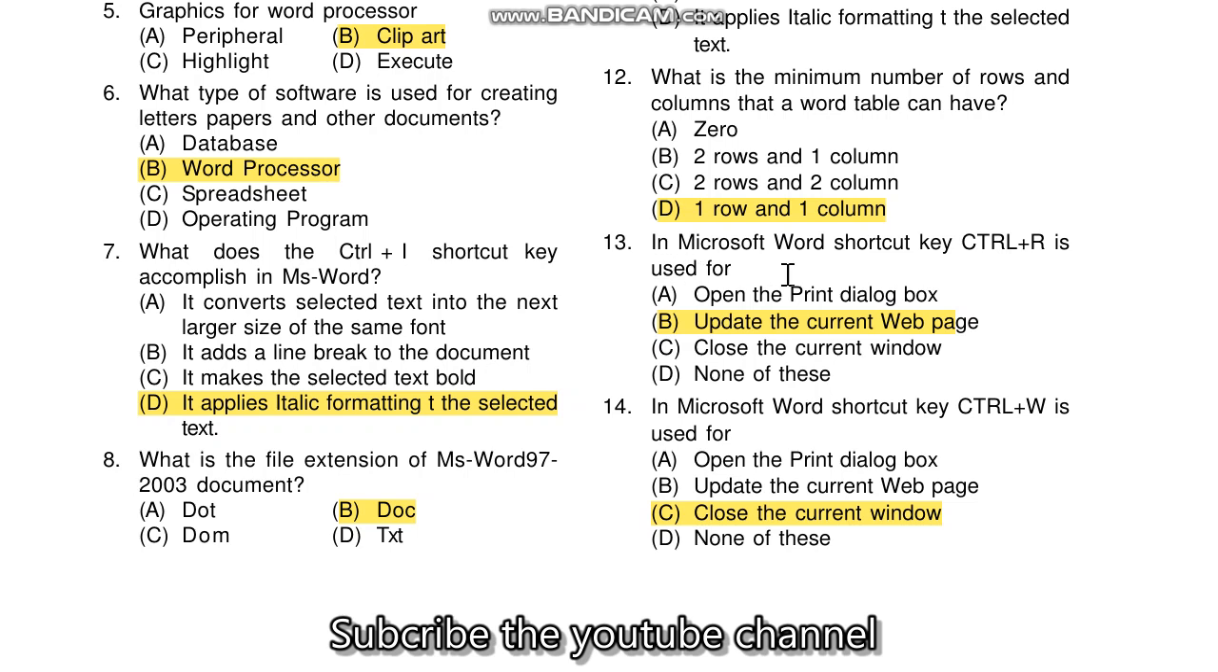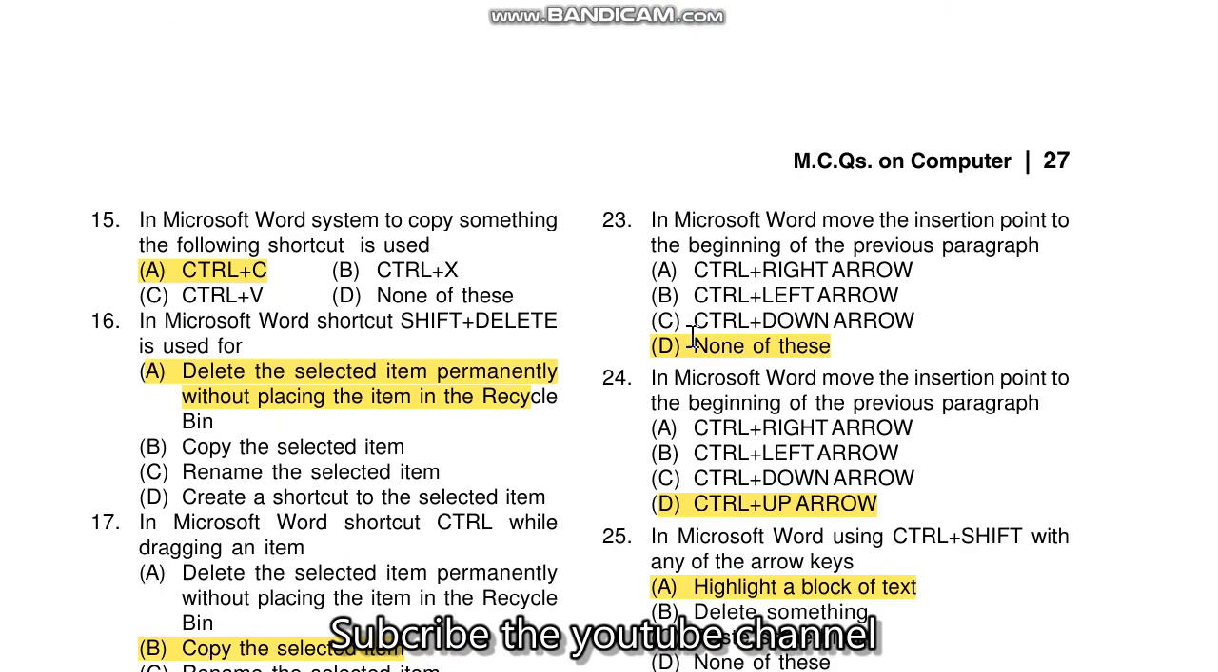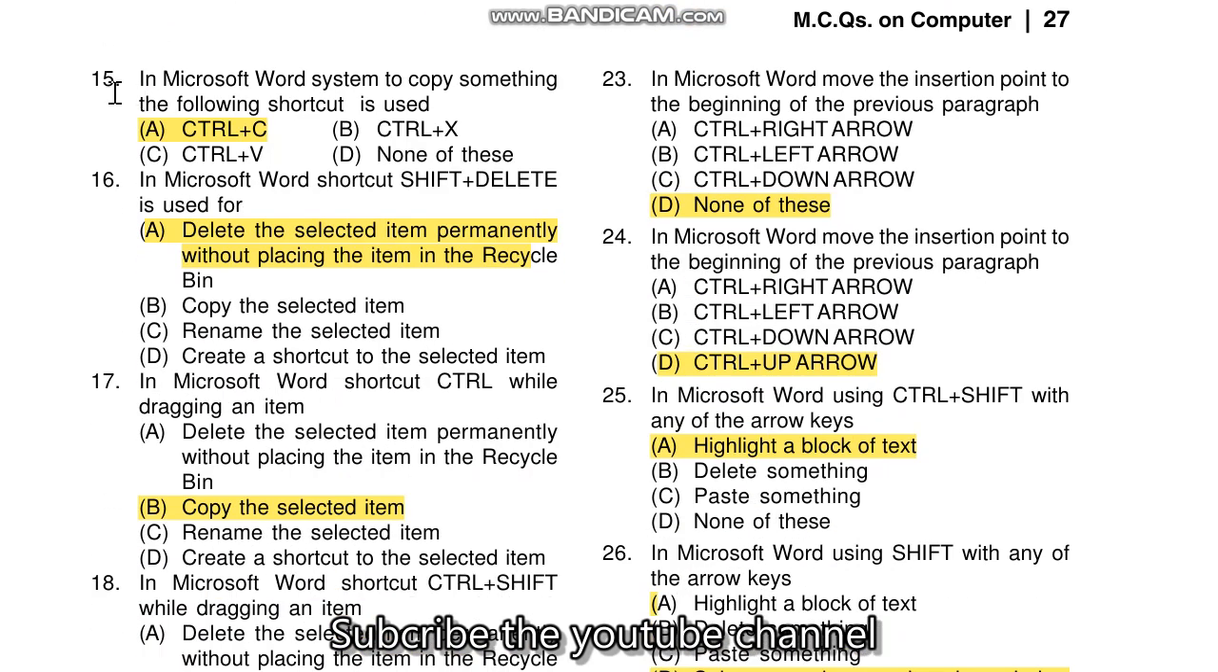Question number 13: in Microsoft Word, shortcut key Ctrl+R is used for update the current web page. Question number 14: in Microsoft Word, shortcut key Ctrl+W is used for close the current window. Question number 15: in Microsoft Word, to copy something, the following shortcut is used: Ctrl+C.